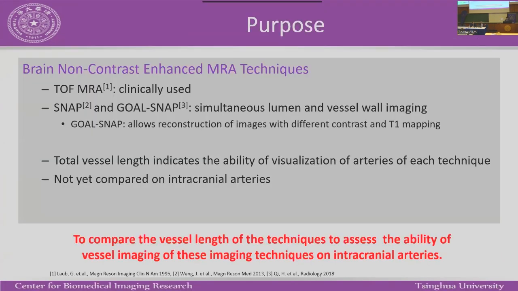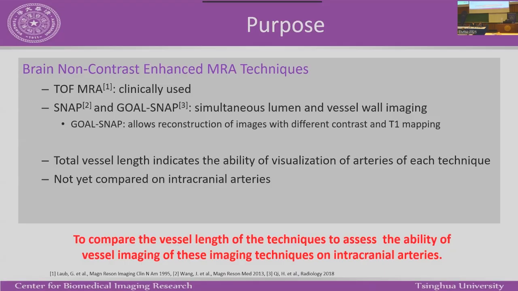Nowadays, non-contrast MRA techniques like TOF MRA are very widely used clinically. The technique SNAP could simultaneously image the lumen and vessel wall, and GoSNAP is an extension of SNAP which allows the reconstruction of multi-TI weighted imaging and gives T1 mapping.